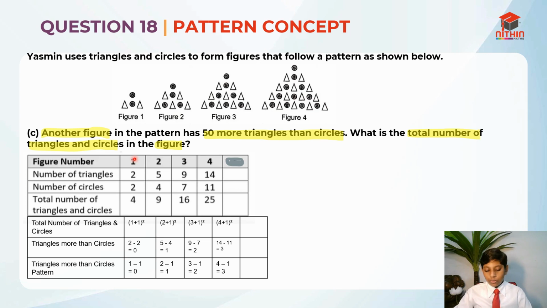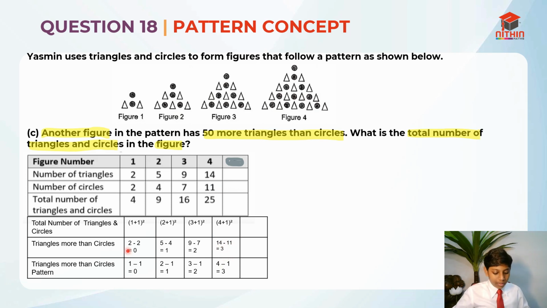So let's take a look. Triangles in figure 1 is 2 and circles in figure 1 is 2. So 2 minus 2 equals to 0. And now for figure 2, 5 minus 4 equals 1. So there are 5 triangles and there's 4 circles. Now for figure 3, there's 9 triangles and 7 circles. So I'm taking 9 minus 7 equals to 2. Okay? And figure 4, there's 14 triangles and 11 circles. So I'm taking 14 minus 11, which is 3.